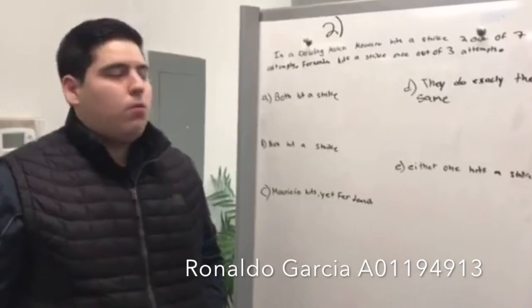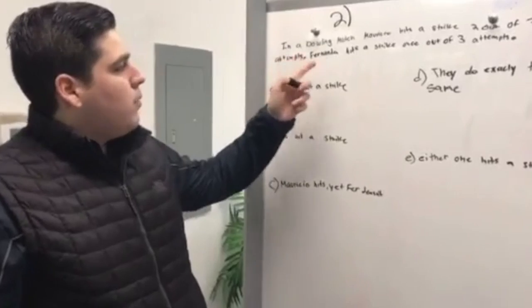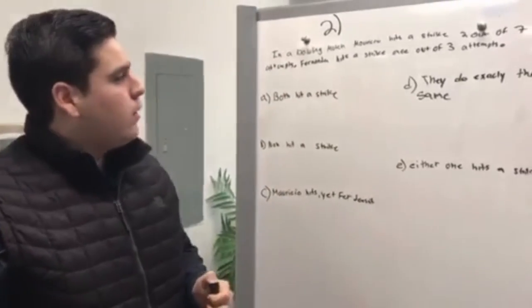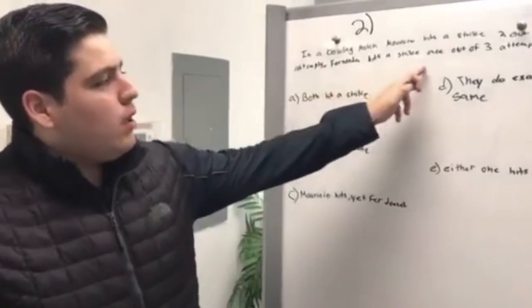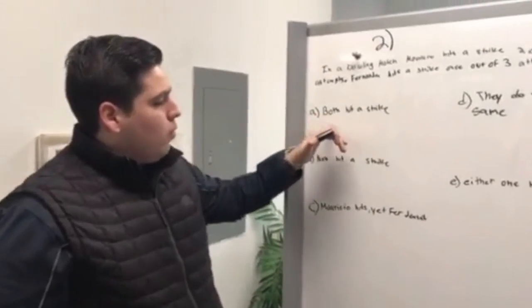So the problem I will be doing is number 2 of part 1, and it says, in a bowling match, Mauricio hits a strike 2 out of 7 attempts, and Fernanda hits a strike 1 out of 3 attempts. The first question is both hit a strike.